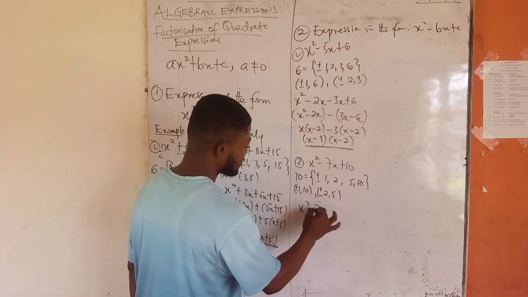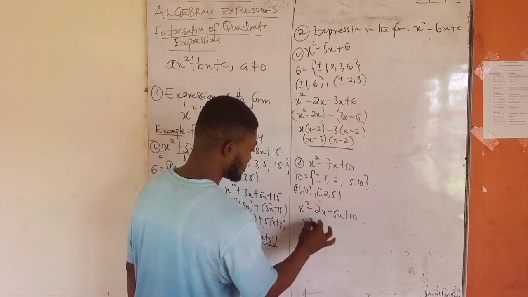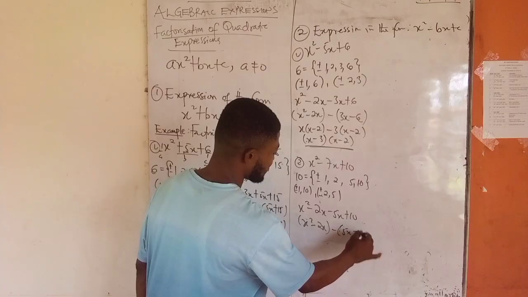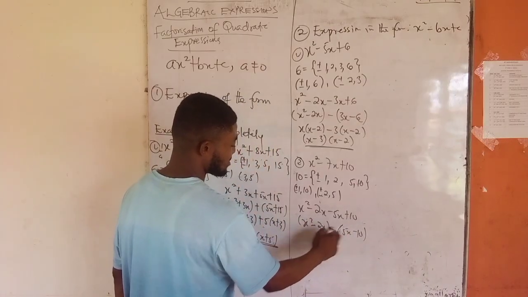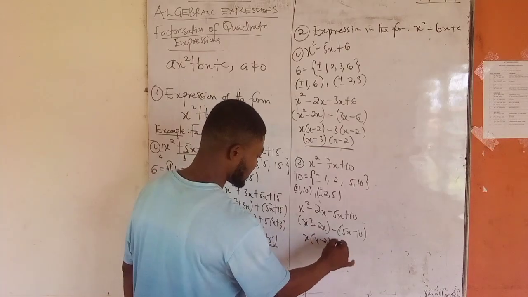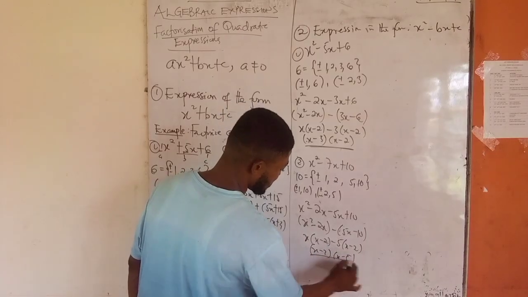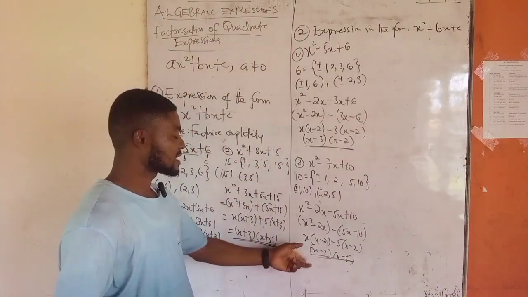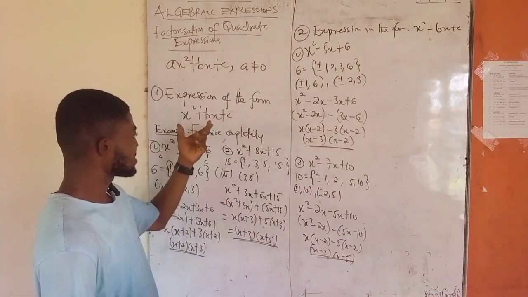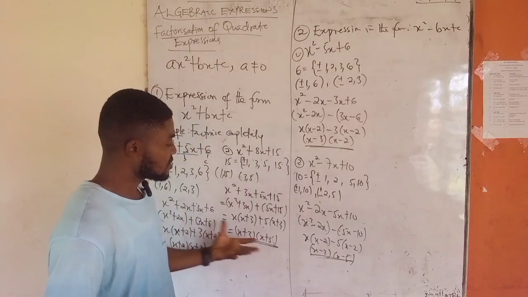X squared minus 2x minus 5x plus 10. X squared minus 2x in a bracket, minus 5x minus 10 also in a bracket. You know why it is negative here now? Because when I expand, I have to get this side. X into bracket x minus 2, minus 5 into bracket x minus 2: x minus 2, x minus 5. So this is basically the second expression, of the form x squared minus bx. The first one is all plus, and in the second one, one of them is negative. So this is how you go with these two for now.